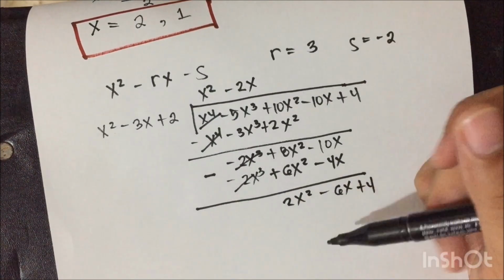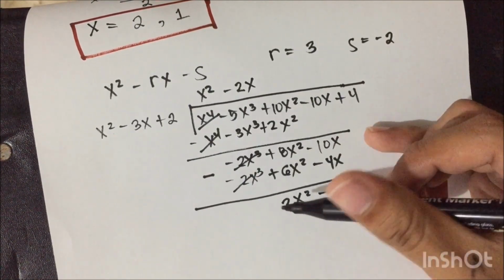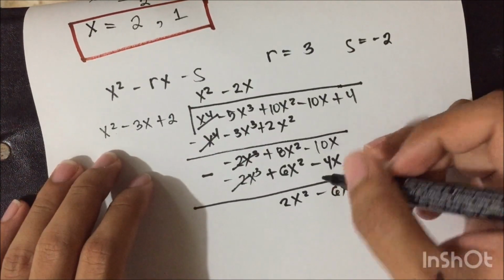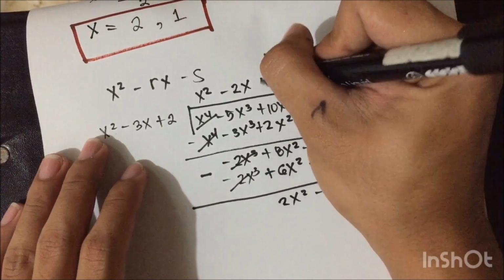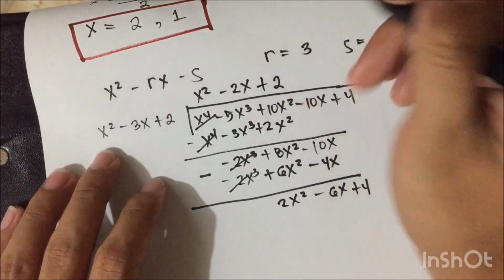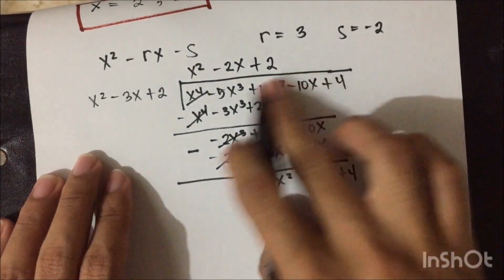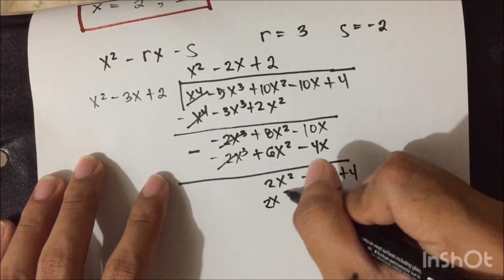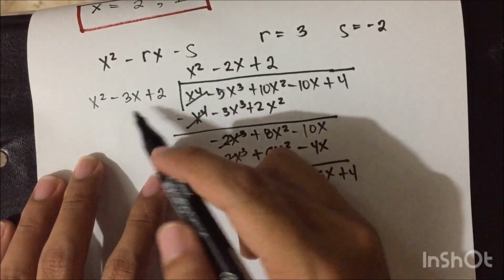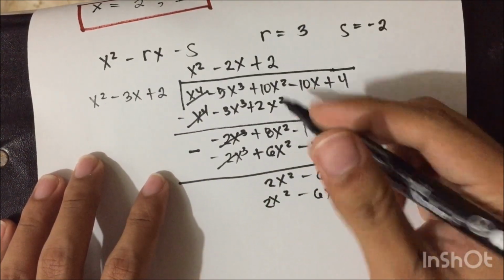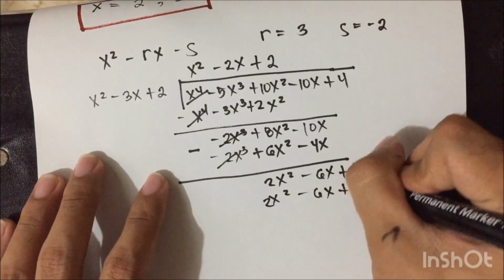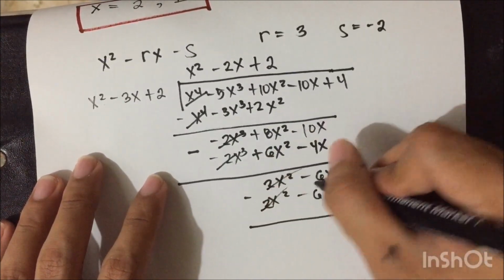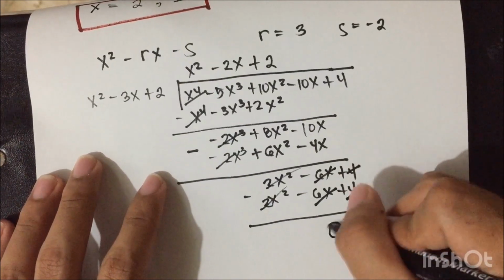So ano again yung pwedeng term para makancel tong 2x squared. So pwede dyan is positive 2. So we have 2 times x squared is 2x squared. Then 2 times negative 3x is negative 6x. And 2 times 2 is positive 4. So yun guys, na-cancel na lahat. Nag-0 na siya.